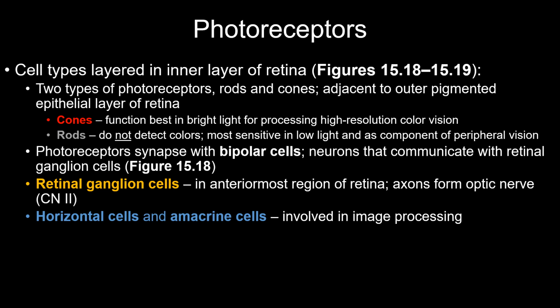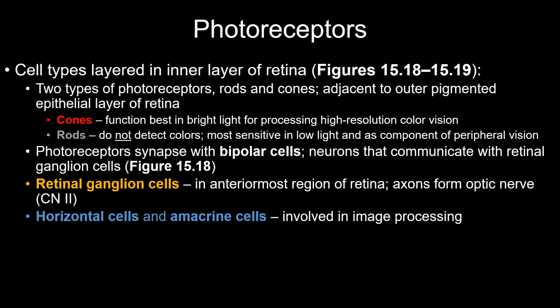Adjacent to the pigmented layer, you're going to find two types of photoreceptors, the rods and the cones. And these rods and cones synapse with bipolar cells, those bipolar neurons, which are going to communicate with retinal ganglion cells. Okay? And these retinal ganglion cells are going to be the most anterior cells in the retina, the ones most in the front. The axons of the retinal ganglion cells course across the retinal surface and then eventually form the optic nerve, cranial nerve number 2.